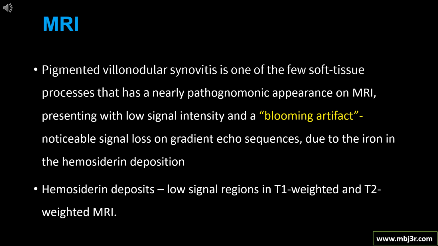Pigmented villonodular synovitis is one of the few soft tissue processes that has a nearly pathognomonic appearance on MRI, presenting with low signal intensity and a blooming artifact. There is noticeable signal loss on gradient echo sequences due to the iron in the hemosiderin deposition. That means MRI is a diagnostic test for pigmented villonodular synovitis. Hemosiderin deposits cause low signal regions in the T1 and T2 weighted images.